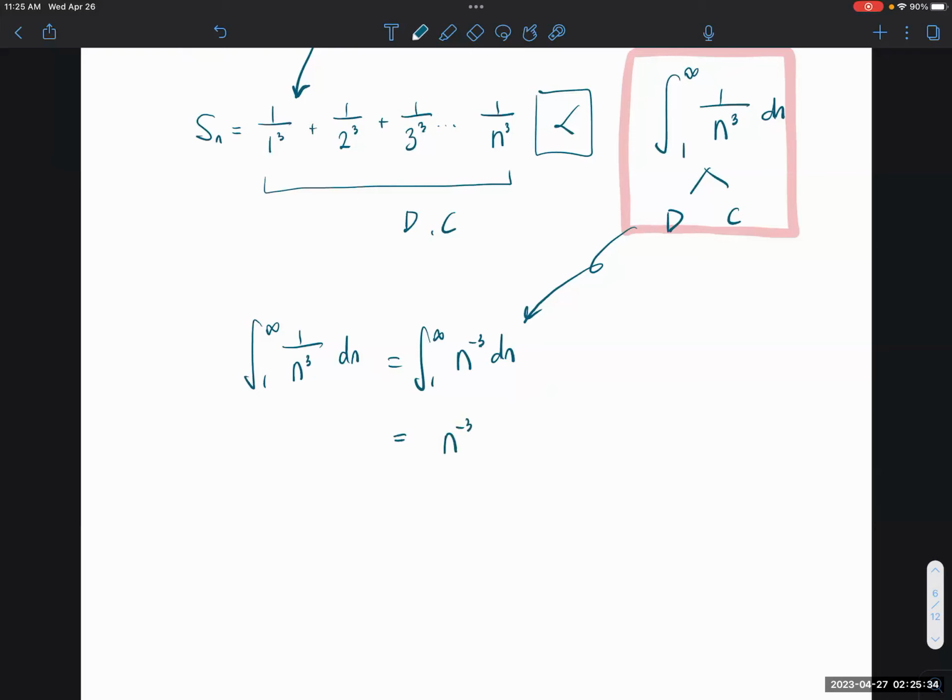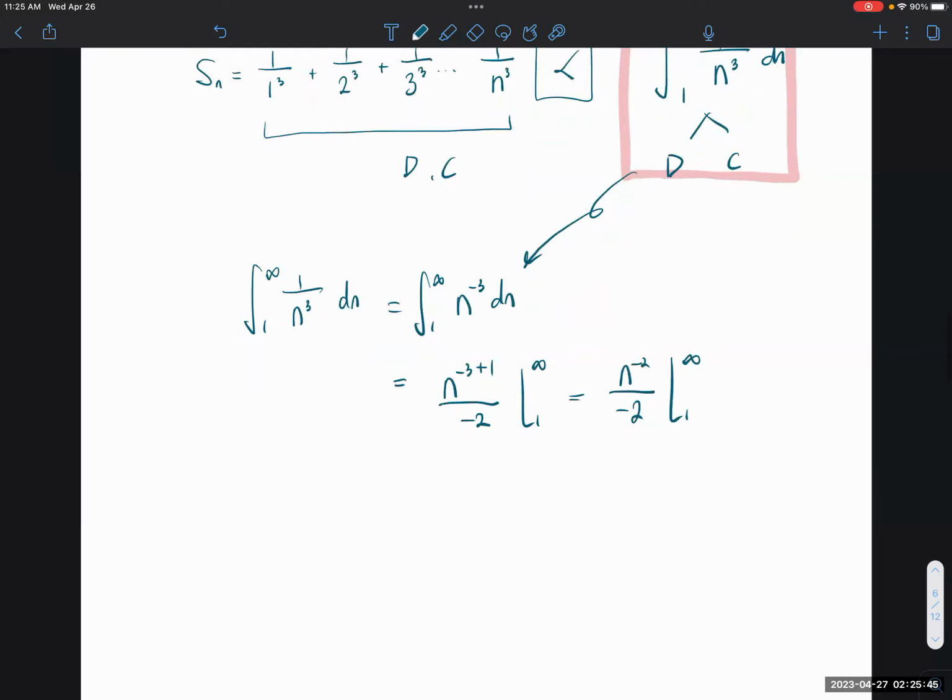So n to the negative 3 plus 1 divided by negative 2 from 1 to infinity. So that's going to be n to the negative 2 over negative 2, from 1 to infinity. So that means negative 1 over 2, and you can flip this one: 1 over positive n to the second. Remember, x to the negative 1 is 1 over x, and x to the negative 2 is 1 over x to the second. That's why n to the negative 2 is 1 over n to the second, from 1 to infinity.